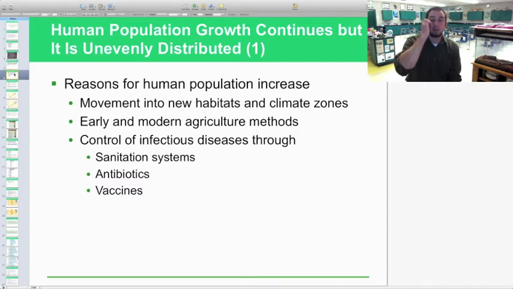A reason for human population increases is that we are moving into new habitats and climate zones. Early and modern agricultural methods have led to increased food production, which allows more people to be fed. And the control of infectious diseases through sanitation systems, antibiotics, vaccines, and better medications allows us to live longer as well. So those things have really helped with the population increase: our ability to adjust to new habitats, climates, and ecosystems, better food production, and better sanitation and vaccinations leading to better health care.